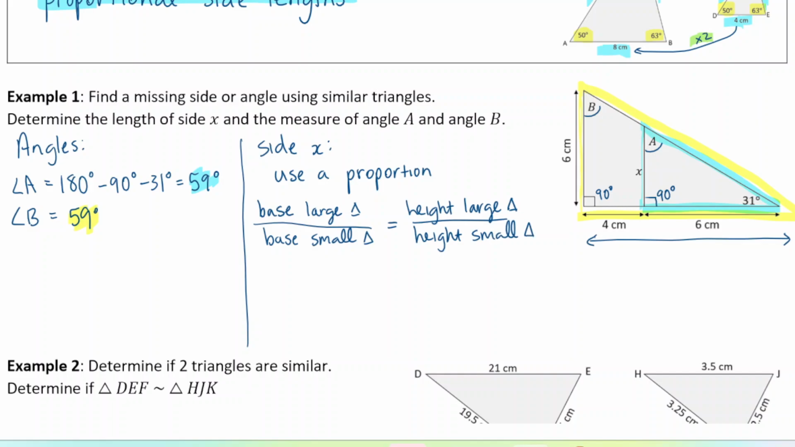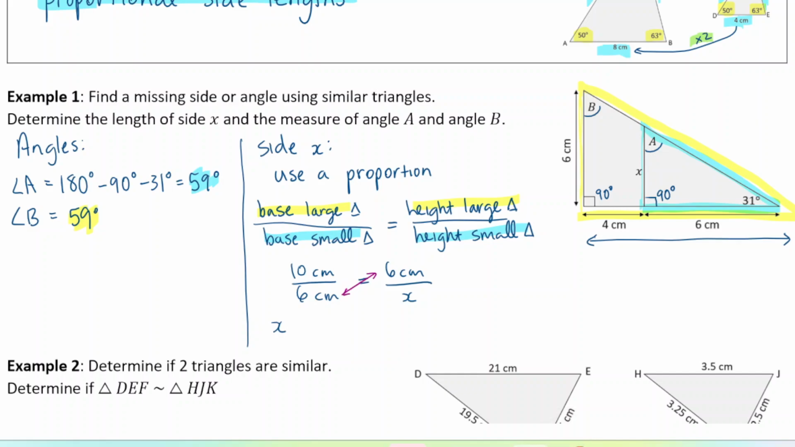Right, so if we divide the base of the big one by the base of the small one, we should get the same scale factor if we compare the two heights. We know the base of the large triangle is 10 centimeters. The base of the small triangle is 6 centimeters. The height of the large triangle is 6 centimeters. And the height of the blue triangle, we don't know. So we can solve this using cross multiplication.